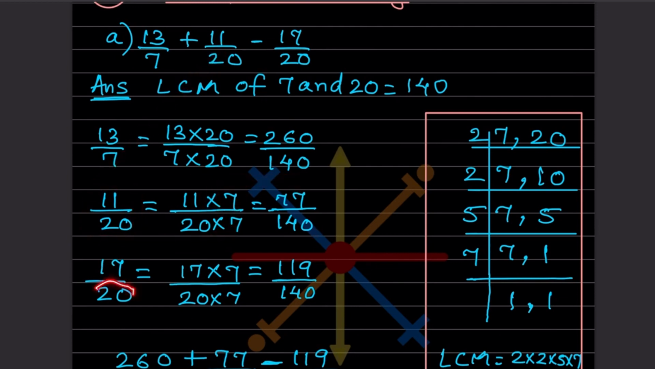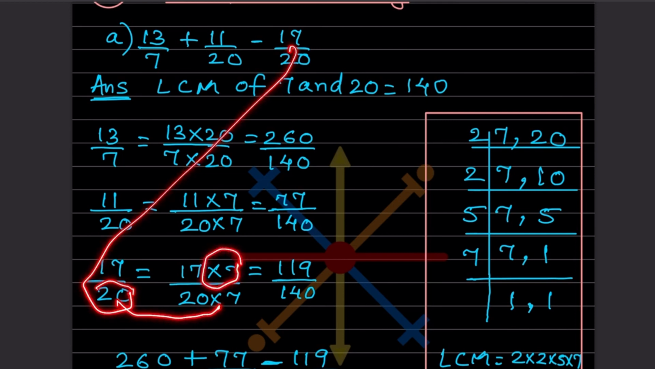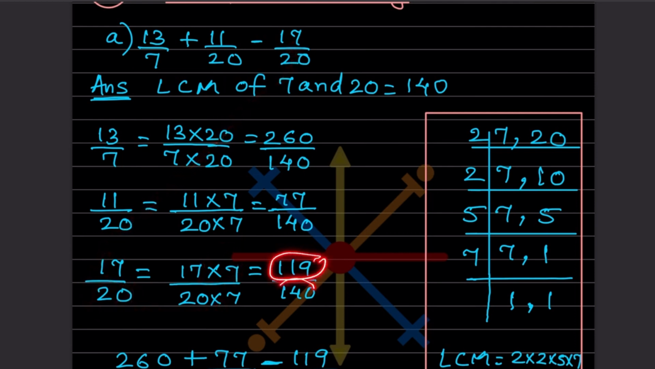So again, here what are you going to do? Because this is 20 times 7 is 140, this also will multiply by 7. So that is 119 divided by 140. Now look at here, this and this one, because here is plus and here is minus.